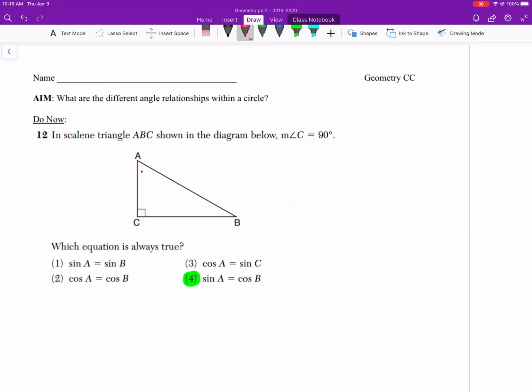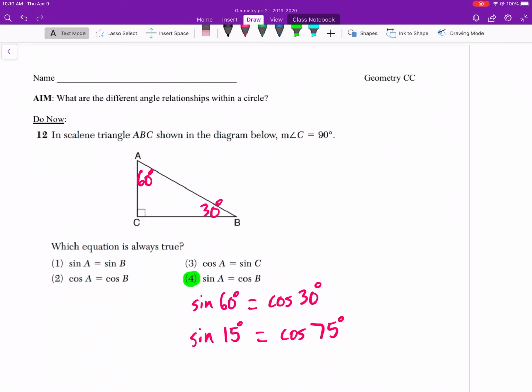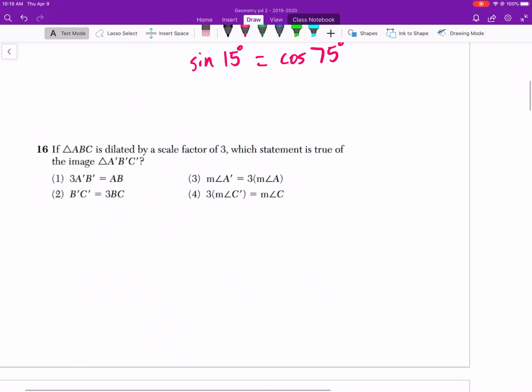So for example, 60 degrees and 30 degrees. That would mean sine of, let's say, 60 degrees equals cosine of 30 degrees. That's just one example. Any combination of two angles that add to 90 degrees. So it could be something like sine of 15 degrees would be equal to cosine of 75 degrees. All right, we can go on and on, but just remember these are cofunctions, and when sine and cosine are equal to each other. The next one.